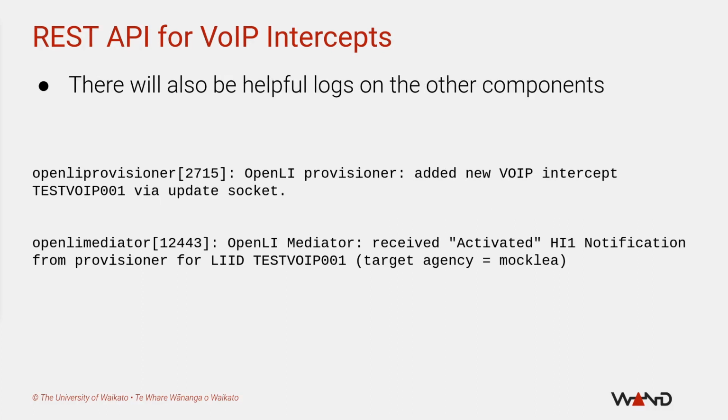The other OpenLI components will also produce useful log messages to indicate that they too have been made aware of the new VoIP intercept. Firstly, we can see that the provisioner will log a message to indicate that the REST API service was used to add a new VoIP intercept with the LI ID of test VoIP 001. And on the mediator, there will be a log message stating that the intercept has been activated by the provisioner. This message also includes the agency ID of the intended recipient.